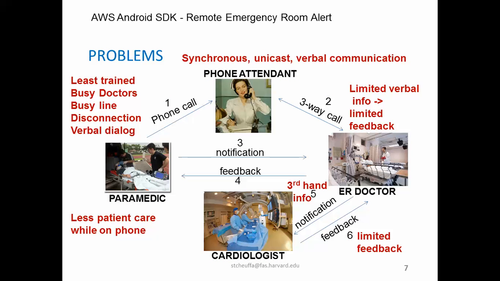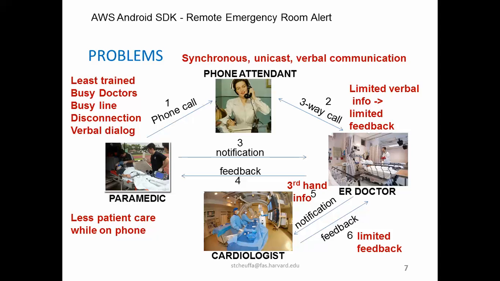So what are the problems with the current environment? In the current environment, the paramedics, who are less trained than the doctors and the cardiologists, are the ones making the decision in the field of who has to get emergent treatment in the emergency room or in the operating room. The doctors are busy. It's hard to get them on the line. Sometimes the calls get disconnected. And worst of all, it's a verbal dialogue between the doctor and the paramedic in a chaotic environment on both sides. Also, while the paramedic is talking on the phone, obviously he's not delivering as much patient care.